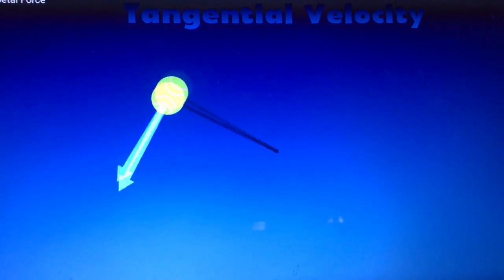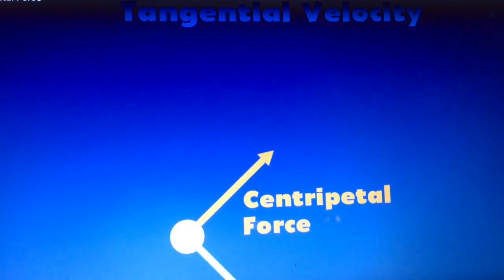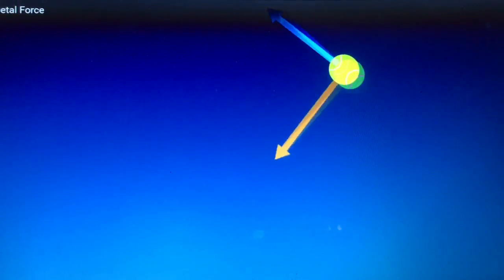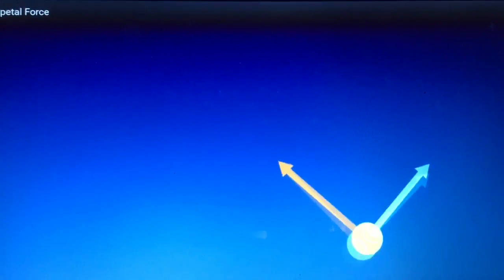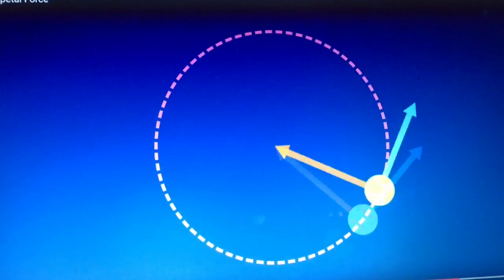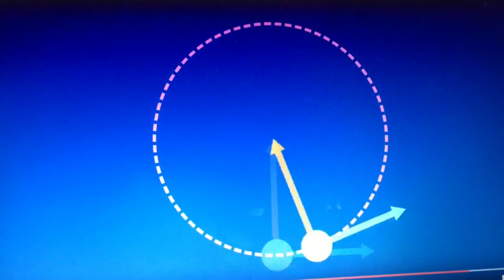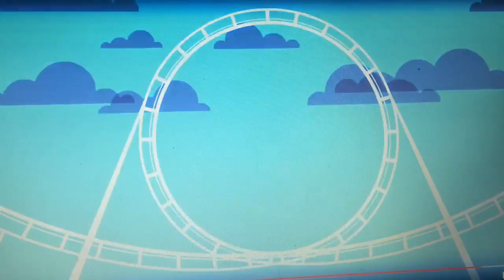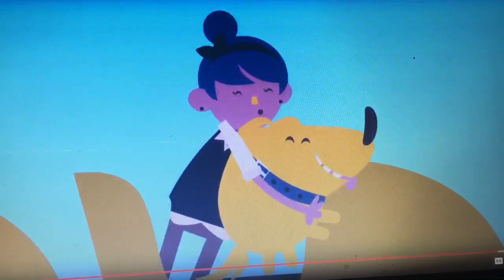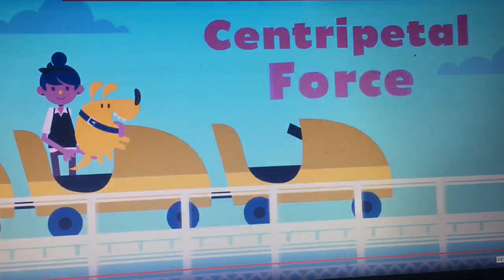But assuming you don't cut the string and you keep swinging, the ball's tangential velocity is constantly changing directions. This means the ball is accelerating, and the reason it's accelerating is due to the centripetal force. The centripetal force acting on the ball is constantly directing the ball towards the center of the circle, your hand. This, combined with the ball's velocity, keeps the ball swinging in a circle. The same centripetal force that keeps the tennis ball swinging in a circle also keeps roller coasters on the track as they go through a loop-de-loop. So the next time you're having a blast on a roller coaster, you can thank the centripetal force.